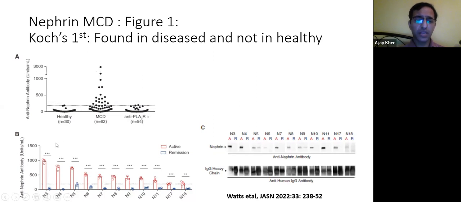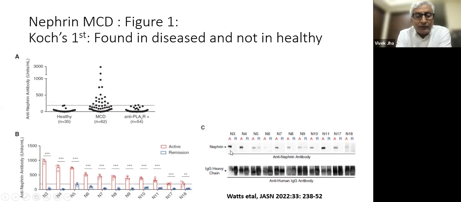So panel B is the same patients with minimal change disease from the Neptune cohort who were positive, and then they had repeat samples done for some of them, and this was during remission. And what they show is that the blue is where they are in remission, and the antibody level is gone or has disappeared for these same patients who were antibody positive. So during active disease, there is antibody, and when they're in remission, the antibody disappears.